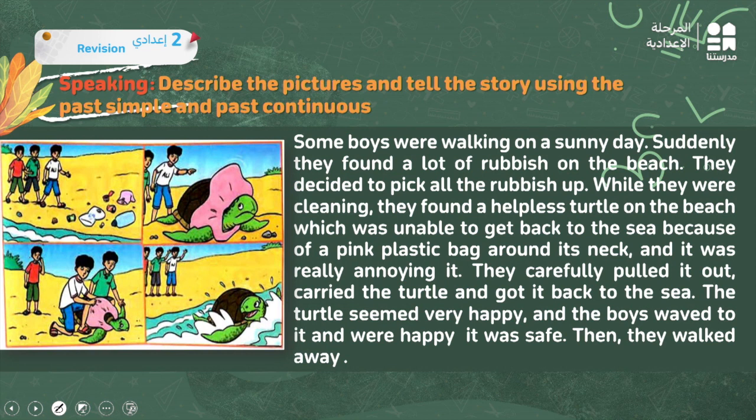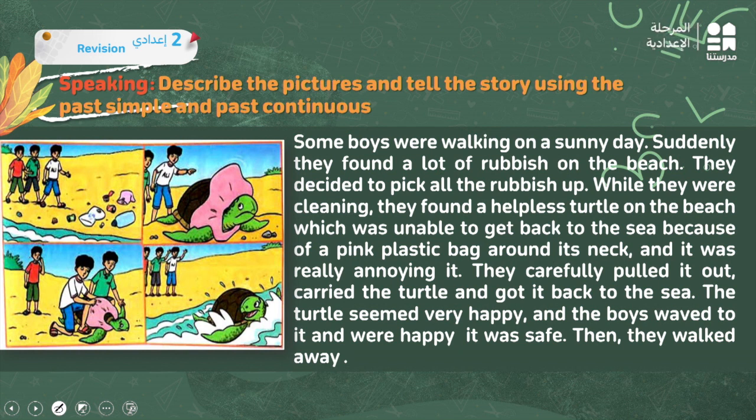Okay, so here we have some pictures, 4 pictures, and I have to describe the pictures in a paragraph form to tell a story, the story behind these 4 pictures. As you see here, some boys and some rubbish on the beach. Here there is a helpless turtle, looking upset or unable to move much. Here some boys are helping the turtle and here the turtle seems happy. So let's gather all our ideas in a paragraph form.